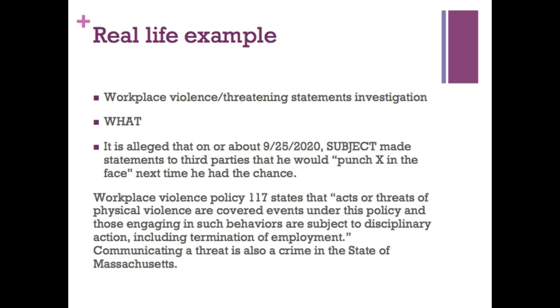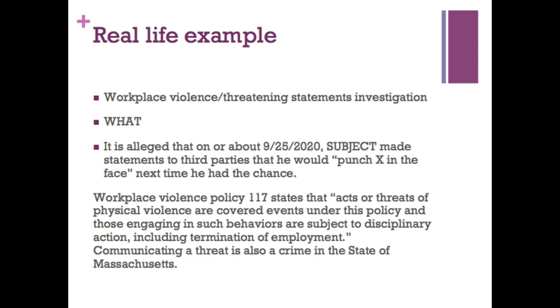Now, they do the initial investigation of gathering facts in this case because there was not an incident of actual violence, there was a threat. However, our workplace violence policy states that acts or threats of physical violence covered include threats, right? And communicating a threat, and this was in Massachusetts, is also a crime. So we have our what, right? We have a report. Someone did something. We have a policy against it, and it's also a violation of law.